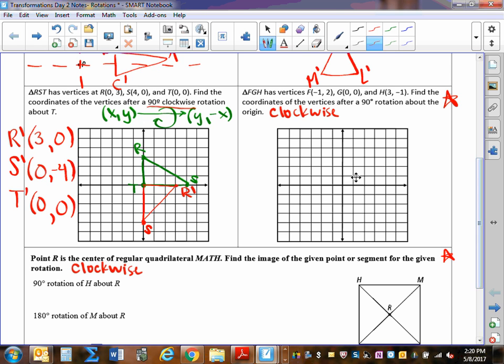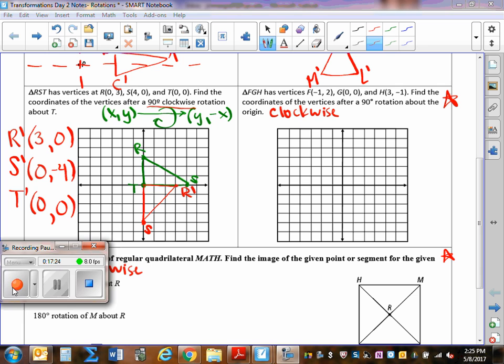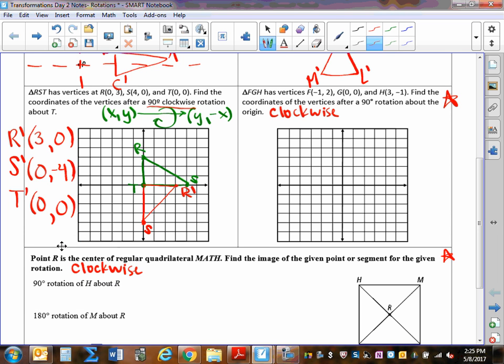Is this all in Alright, so triangle FGH. Quiet down.